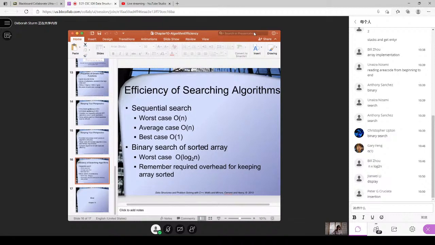Binary search for a sorted array, that's what we did earlier on with our area codes. The worst case is log base 2 of n. So it's really wonderful. If we get it on the very first try, it's 1. But for the worst case, it's never going to be more than log base 2 of n. Okay? But we do have that required overhead. The array has to be sorted. So that's one thing to keep in mind. Any questions on this? As we introduce new algorithms, we'll be concerned and we'll be discussing their efficiency. And these slides are posted on Blackboard.